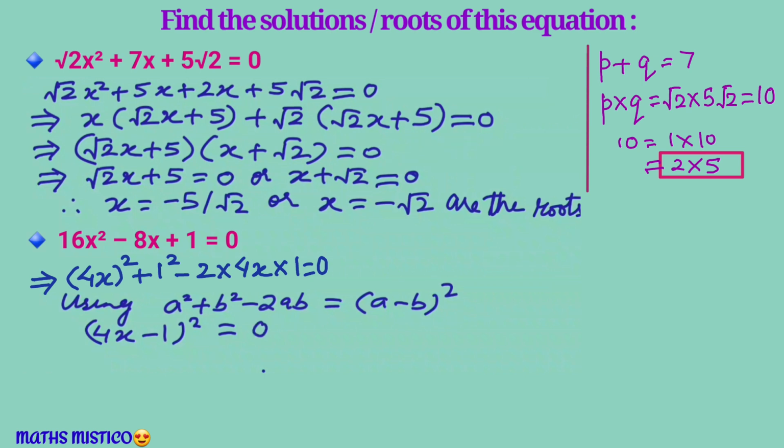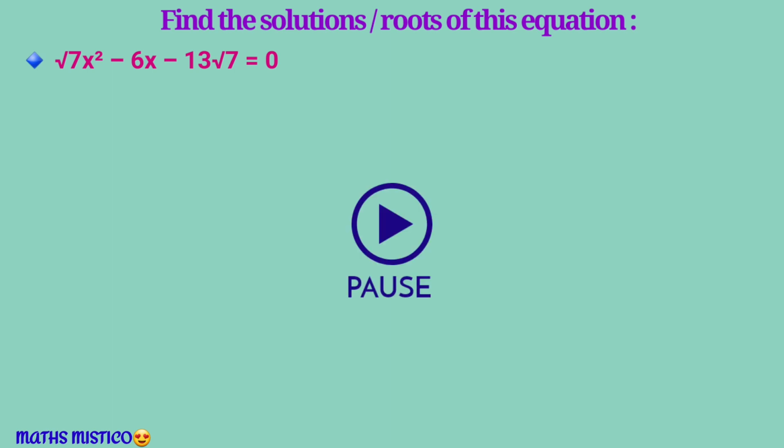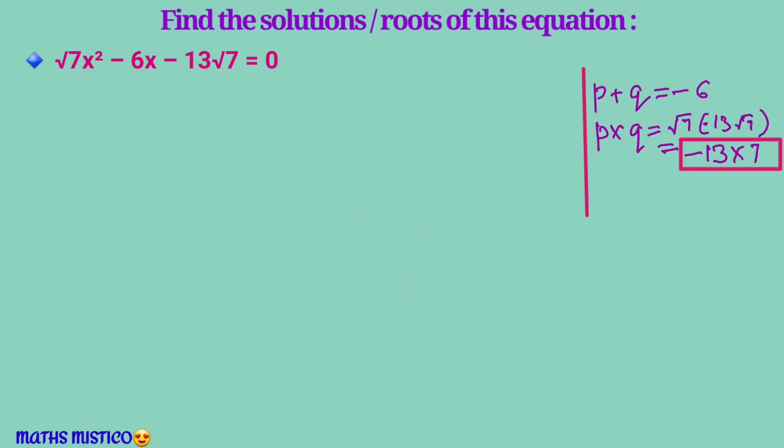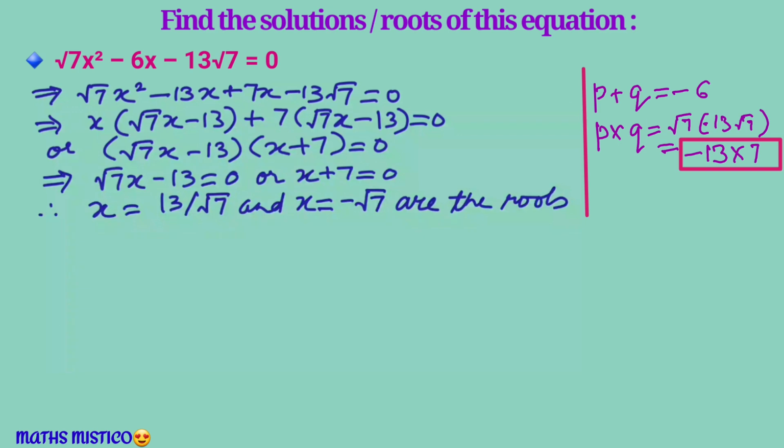Getting a perfect square means we have two equal roots of this equation. Simplifying 4x minus 1 equal to 0, I get x equal to 1 upon 4. So both the roots of this equation are 1 upon 4. And this is how we find the roots using an identity. Now can you try this one? Pause your screen and try it. And don't worry if you have any problem, as I will reveal the answer later. So you can cross-check and ask me if you have any doubts.